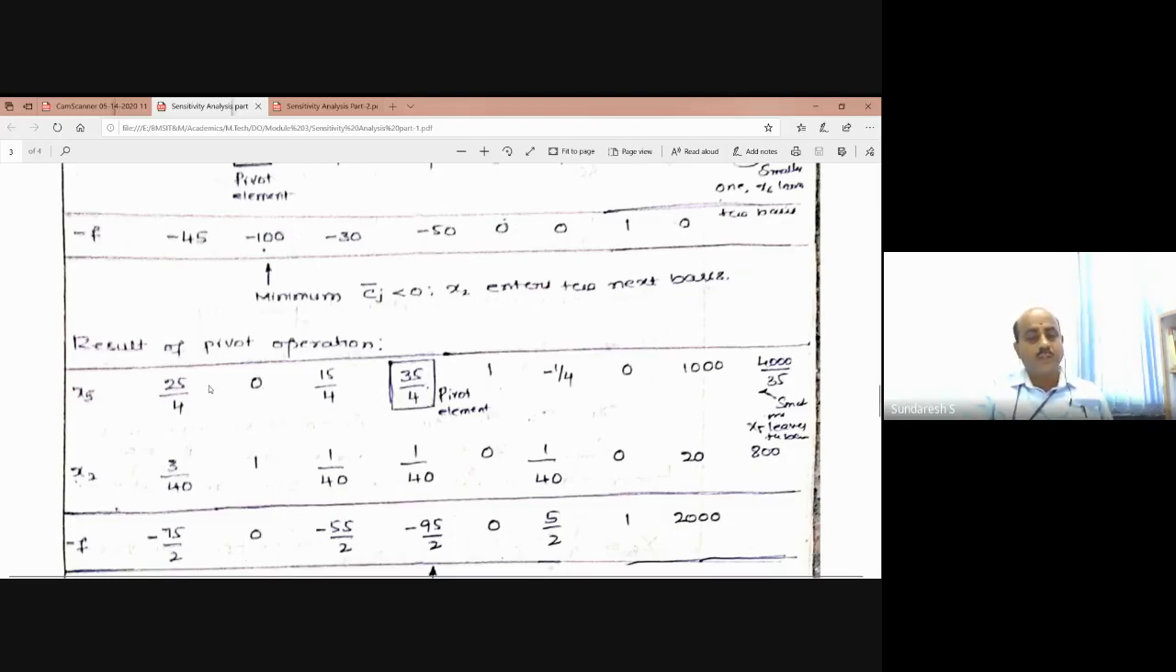Clear? So the result of the pivot operation for the old variable which we have retained will be filled with the values in a different way. How to calculate those values and how to fill the table is very important for us. So I will explain how we have got 25 by 4 and how we have got minus 75 by 2. These two things we will explain with a PPT.